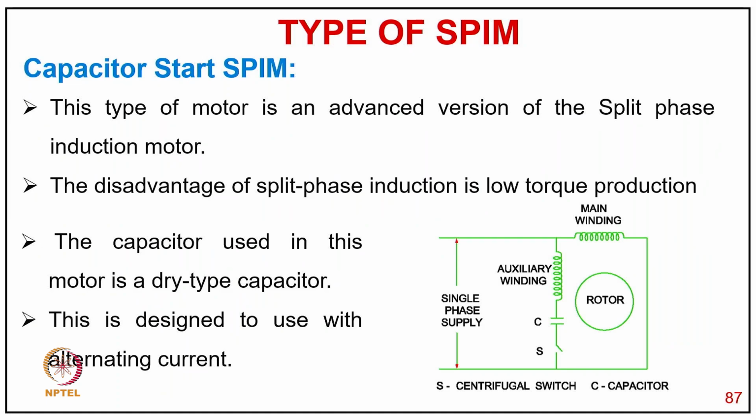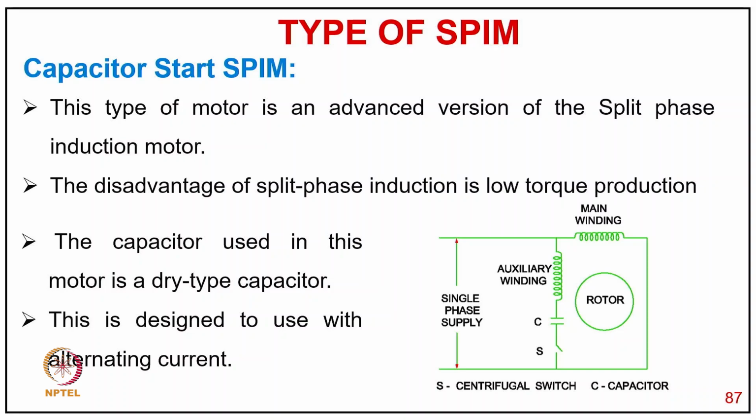Now we have the capacitor start motor, where we have the main winding and the auxiliary winding. In series with it we have a capacitor, and then a centrifugal switch which is responsible for opening the auxiliary winding with the capacitor after a certain speed, about 70% or so. This capacitor is designed to give a phase shift of 90 degrees from the main winding at standstill or starting condition. There are many criteria for designing this capacitor for starting. The disadvantage of the split phase motor is low torque production.